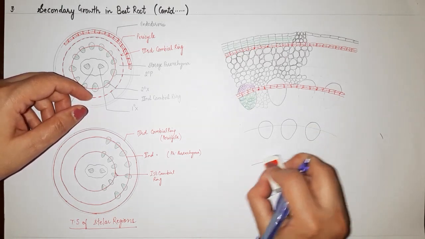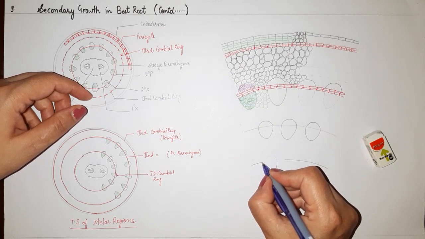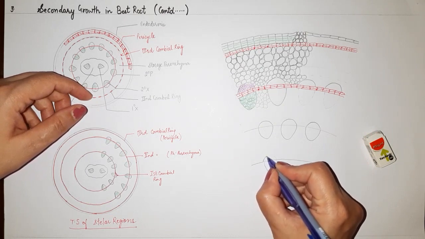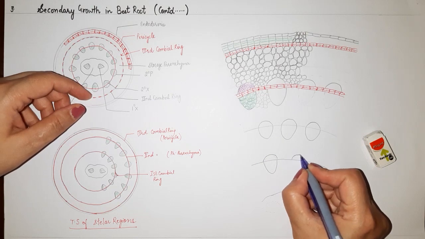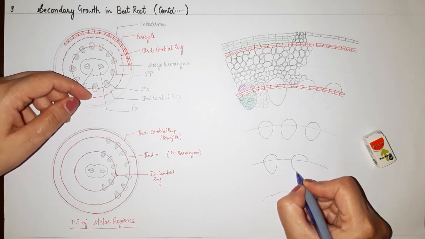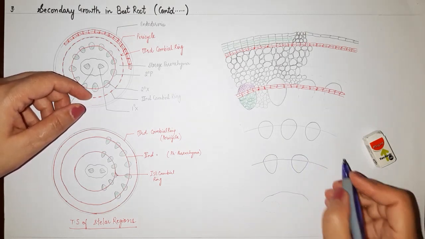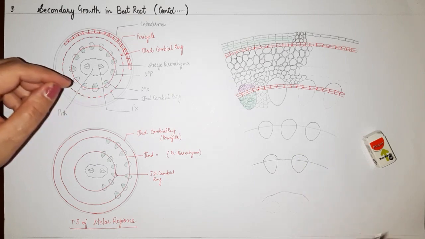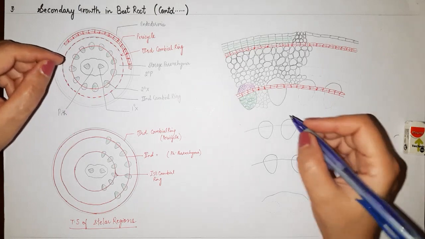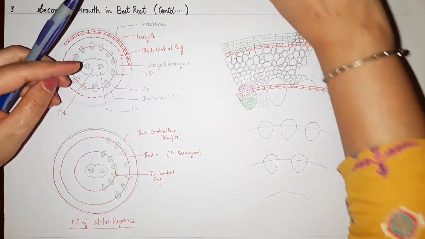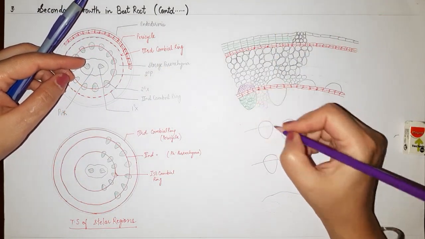The size you can keep same as well. There is no such change of the size variation that the outer bundles are bigger as compared to the inner bundles. You can have same size. Okay, and this is the primary zone. So again the arrangement of xylem and phloem like we have shown here.